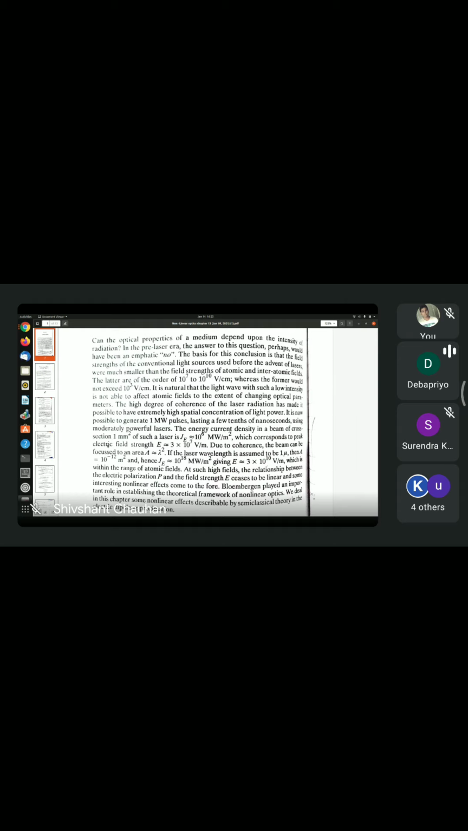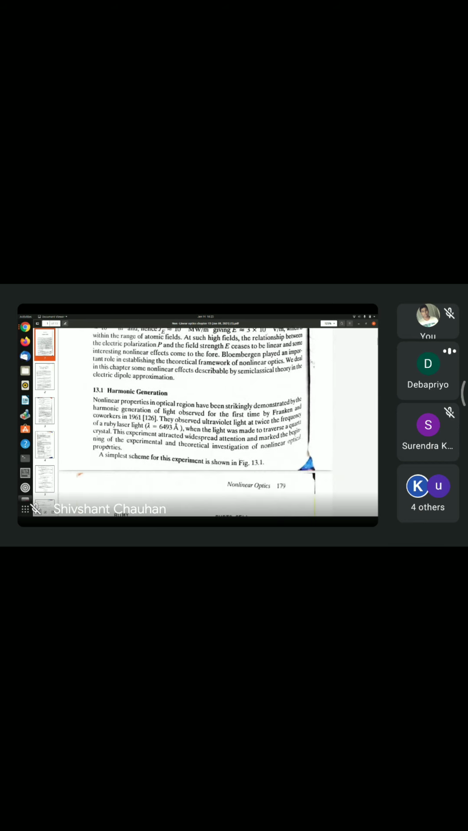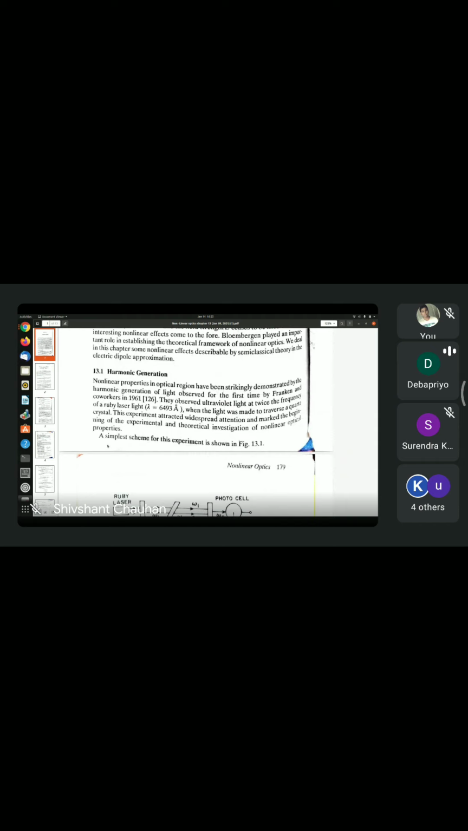So let us move to the bottom portion of this page. Shivshant, let us go to the bottom portion of this page. Yes, this, yes.